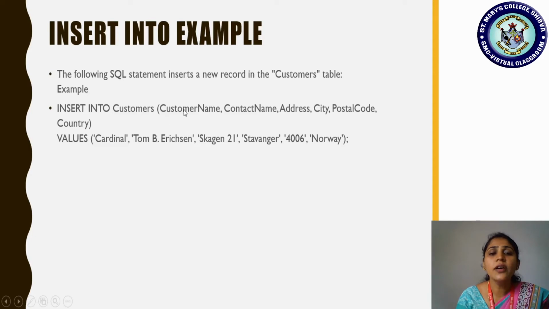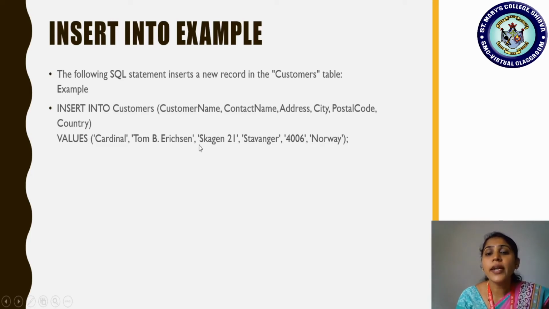Now just check out here, customer name, it is a character. Yes or no? Character, either it could be a character data type or varchar. When you are writing the value for a character or varchar, it should be embedded within single quotes. Okay, then comma, contact name. So customer name is Cardinal and contact name is Tom B. Erickson. So it is also a character or varchar, so it should be enclosed within single quotes.